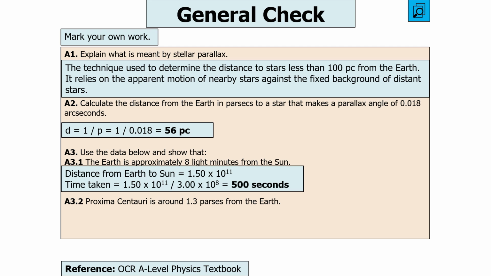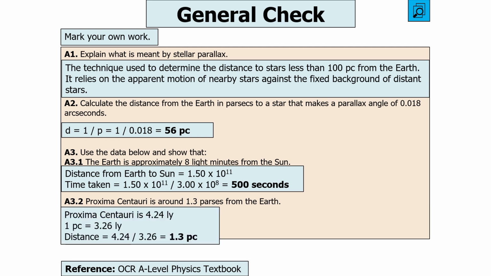Okay, so how can we then work that out? How can we show that? Well, we can work it through by saying it's 4.24 light years. We know the conversion factor, so we can then work out this distance in parsecs.